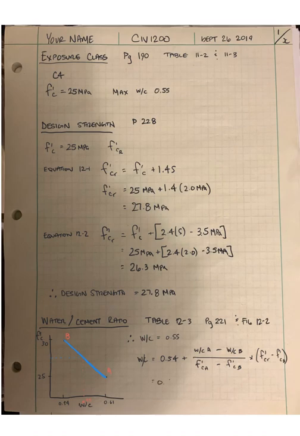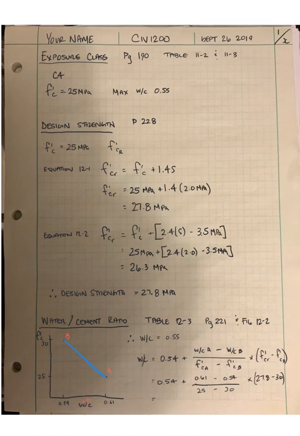Okay, so that would equal 0.54 plus 0.61 minus 0.54 all over 25 minus 30, multiplied by 27.8 minus 30. Okay.